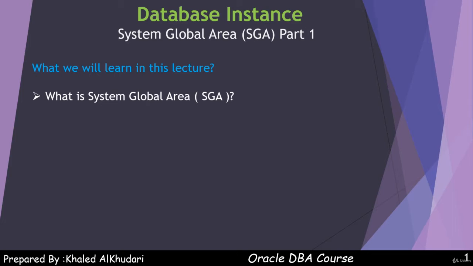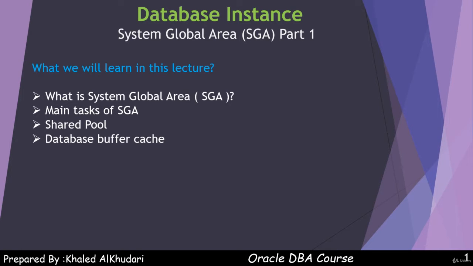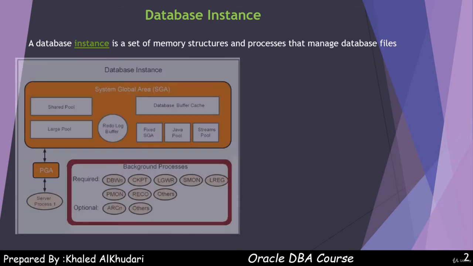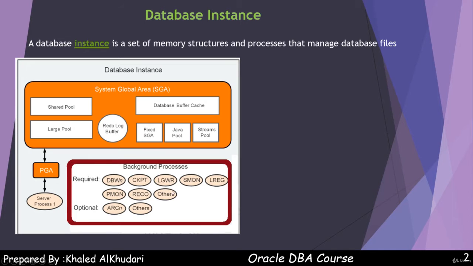We will understand the System Global Area, the main tasks of SGA, the shared pool, the database buffer cache, and also the redo log buffer. So we will understand the three parts of the SGA today. As I told you, the Oracle instance is a set of memory structures and processes. Okay, in the previous lecture, we talked about the PGA and the server process.